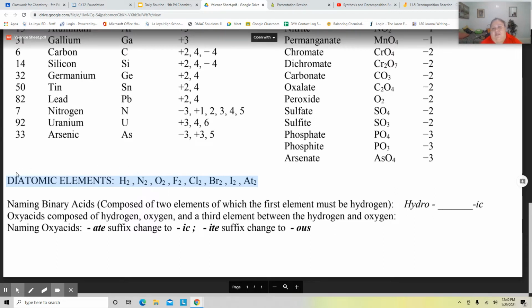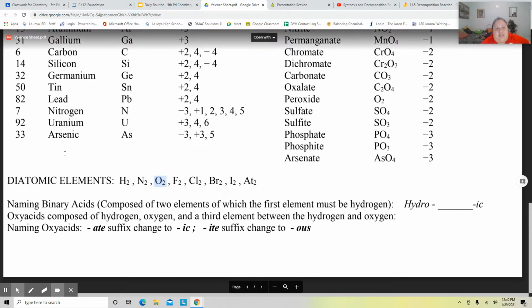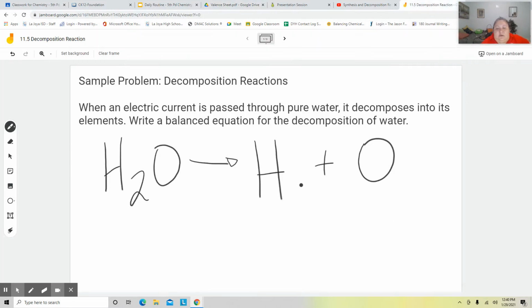Is it a part of the diatomic elements? Yes. So we're going to change the formula for hydrogen and we're going to make it look like this. We're going to change the formula for oxygen and we're going to make it look like this, right? Because these elements, when they break apart, they always break up into this form, okay? Into a diatomic element. So we're going to go into Jamboard and we're going to add the fact that we have two of each.